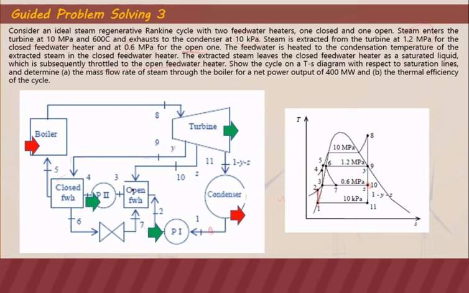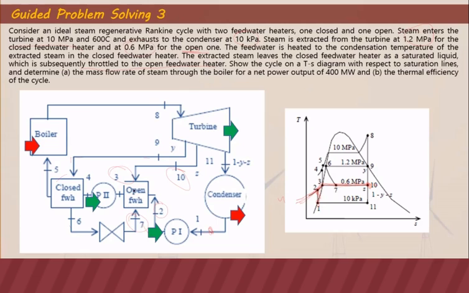Take note that the open feed water heater is mixing. Therefore, all the fluid that enters here has to be at the same pressure for them to mix. Otherwise, they will not mix. So for them to mix, point 2, point 7, point 10, and point 3 should have the same pressure. So that's why 2, 3, 7, and 10 should be the same pressure. As you can see here, it's the constant pressure line 0.6 megapascal. 2, 3, 7, and 10 have the same pressure.